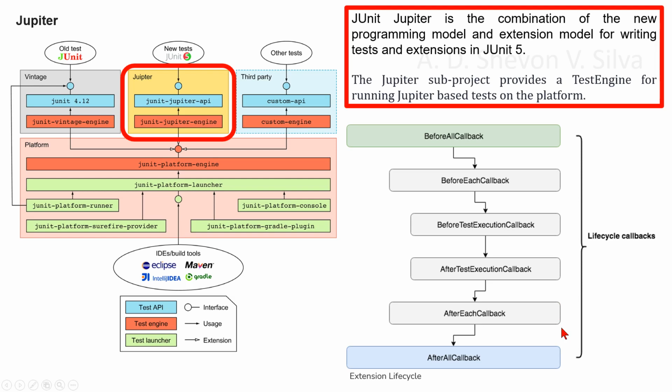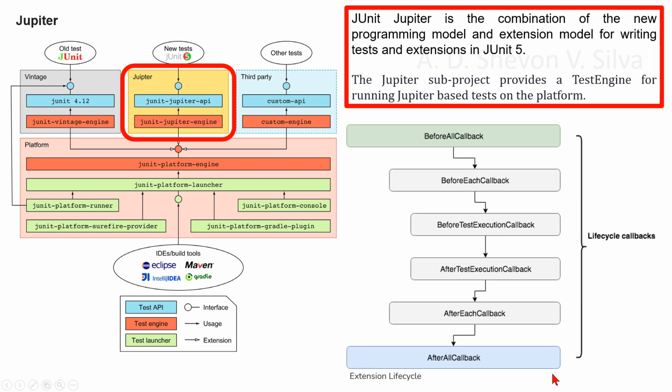Interface AfterEachCallback. AfterEachCallback defines the API for extensions that wish to provide additional behavior to tests after an individual test and any user-defined teardown methods, @AfterEach methods for that test have been executed.